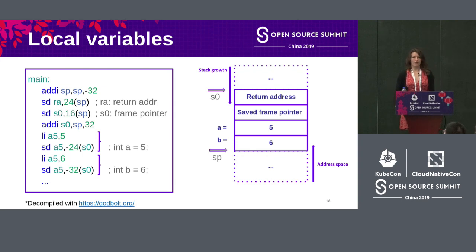And so what happens if you have local variables? They are basically just stored after the saved frame pointer. So if you have a local variable, int a, which is 5, you store it here, and int b you store afterwards on your stack.